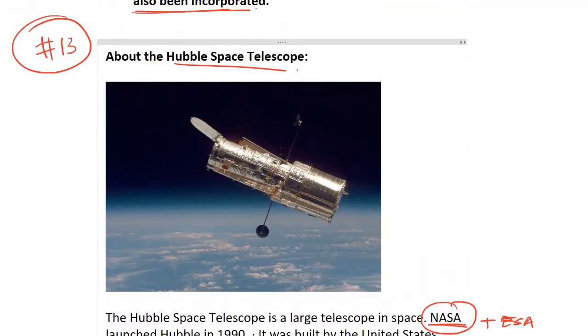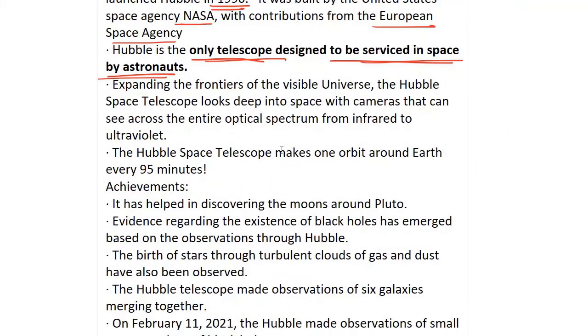Okay, so this is the Hubble telescope, as you can see in the image, and the expanding frontiers of the universe, expanding the frontiers of the visible universe. The Hubble space telescope looks deep into space with cameras that can see across the entire optical spectrum from infrared to ultraviolet. So basically it can see deep into space.